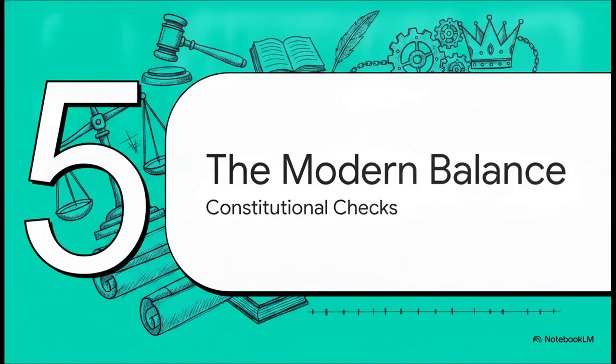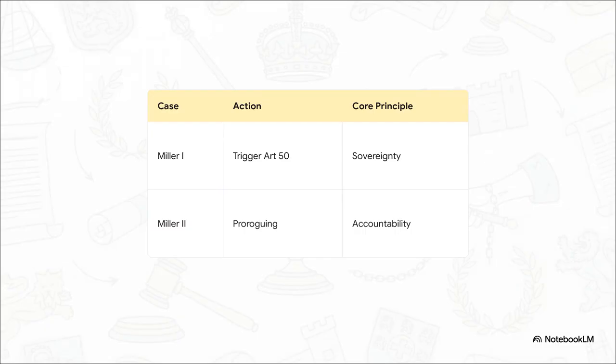Which perfectly leads us into Section 5, the modern constitutional balance. Let's synthesize all of this. Let's summarize these stress tests. On one side, Miller I checked the treaty power to uphold parliamentary sovereignty. On the other side, Miller II checked the power to suspend the legislature to uphold parliamentary accountability.